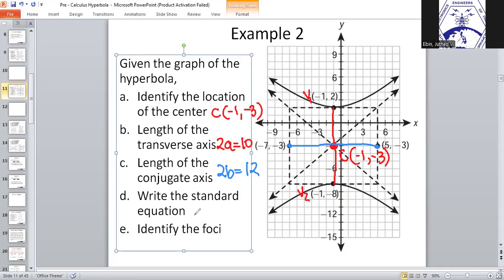Write the standard equation. So sa standard equation natin ngayon, vertical yung ating transverse axis. So yung y naman yung magiging positive.